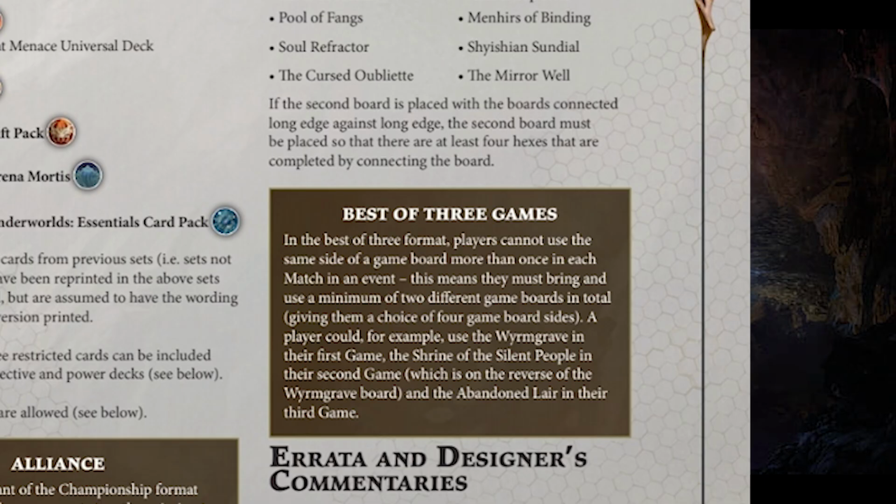Another key point to remember with board placement is that when you're playing competitive games, there's a new organized play rule. You can't use the same board more than once in a best of 3 game. So effectively, you have to place 3 unique boards. You can't use the same board over and over again.